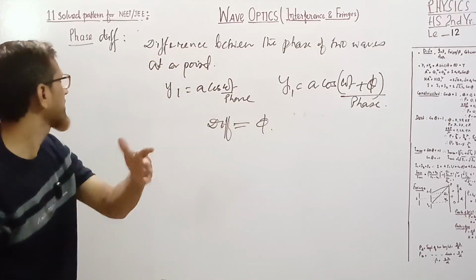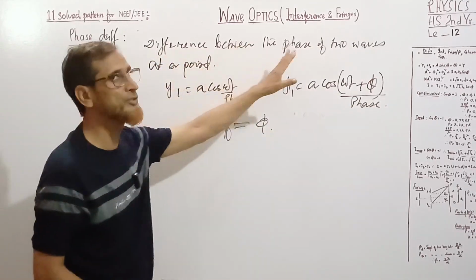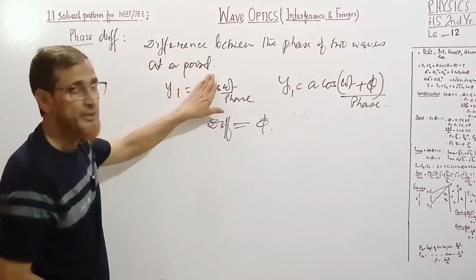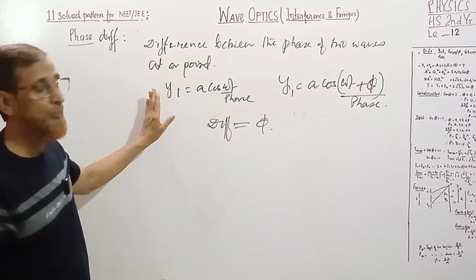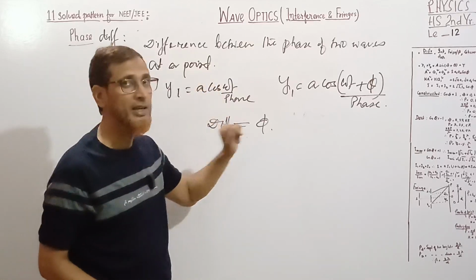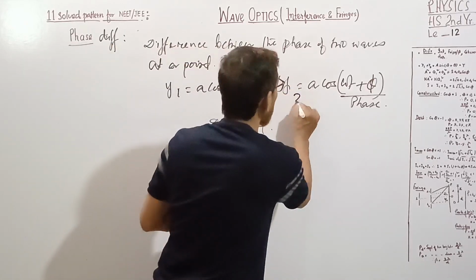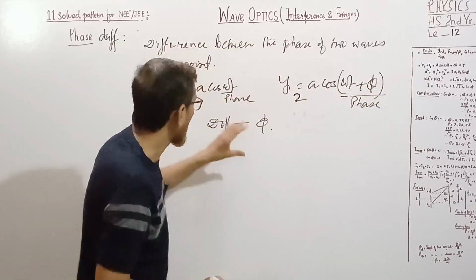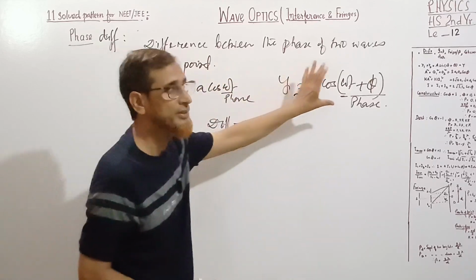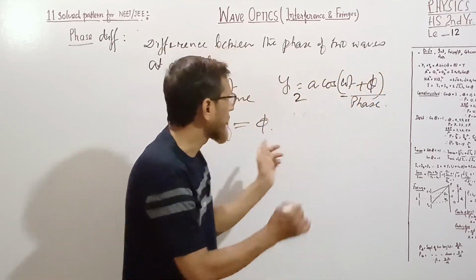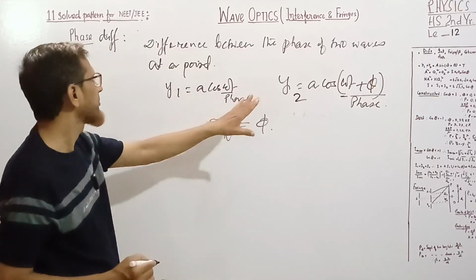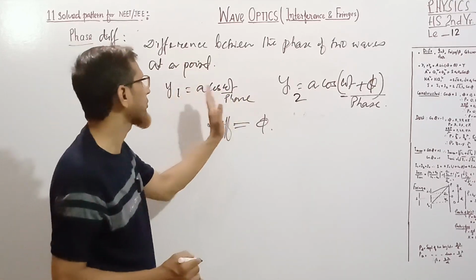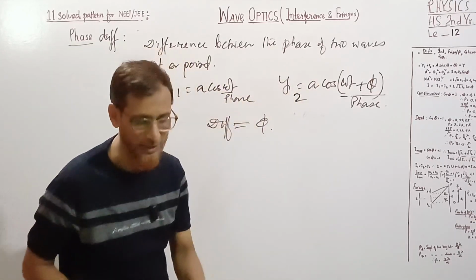So what is phase difference? Again, it is very simple. It is the difference between the phases of two waves at a point. The displacement of one wave is y1 equal to a cos omega t, and another is y2 equal to a cos(omega t plus phi). Now this is the phase omega t and this is the phase omega t plus phi. If you take the difference of these two, you get phi. That is, between the displacements of the two waves, the difference of the two phases is called the phase difference.